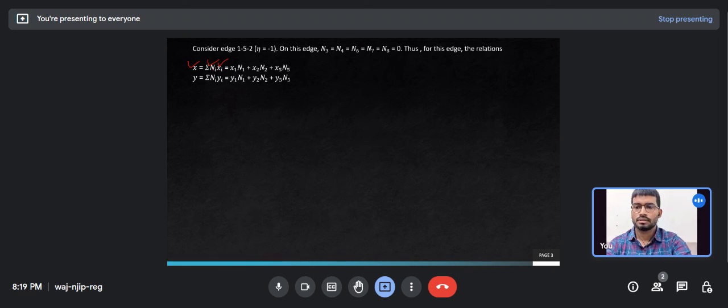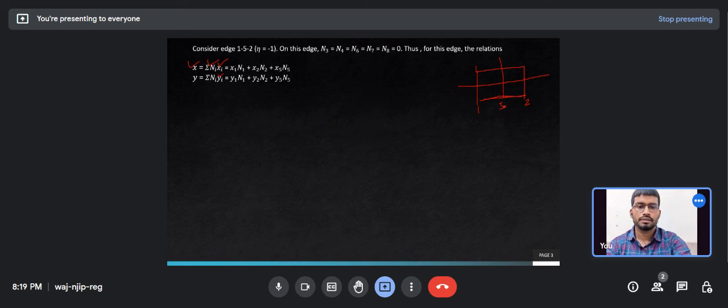Here, Ni is the shape function of the 8-noded quadrilateral element in the natural coordinate system, and yi is the y coordinate of the element, right? And for this, here I have just taken one edge. I want to say that this is 2 and this is 5. Okay?